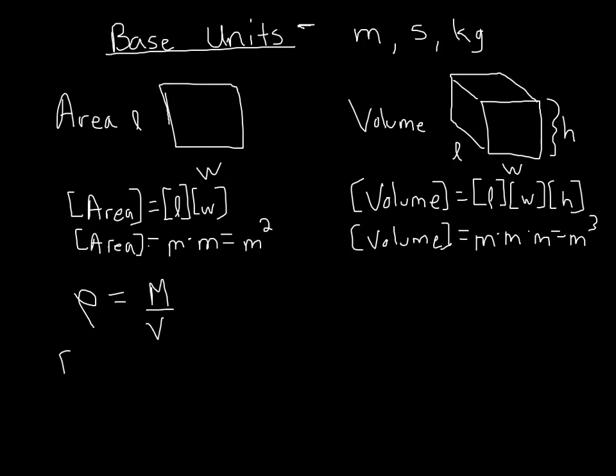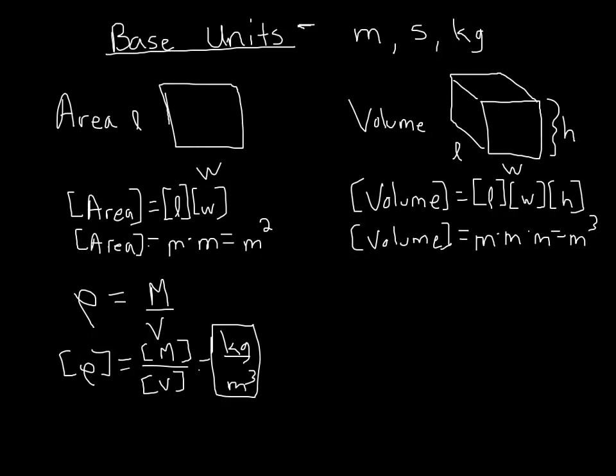So if I want to know the units of density, then I'm going to take the units of mass divided by the units of volume. The units of mass in the SI system, if you remember, are kilograms. Units of volume, we just figured out, are cubic meters. So the units of density are kilograms per meter cubed.